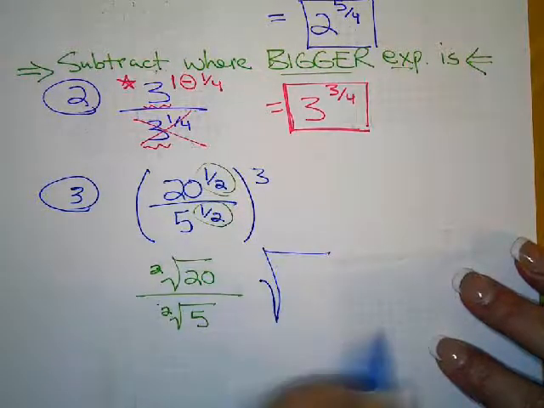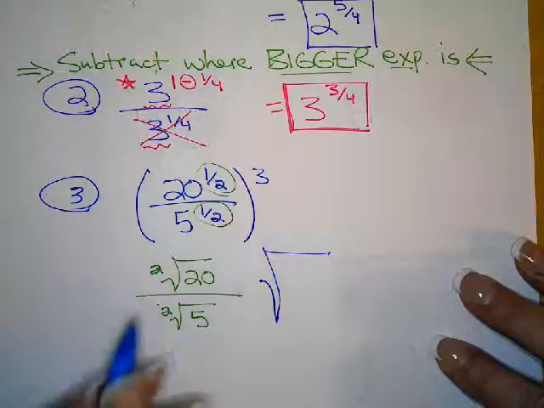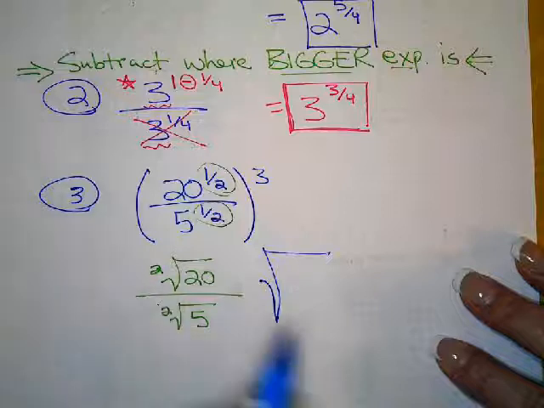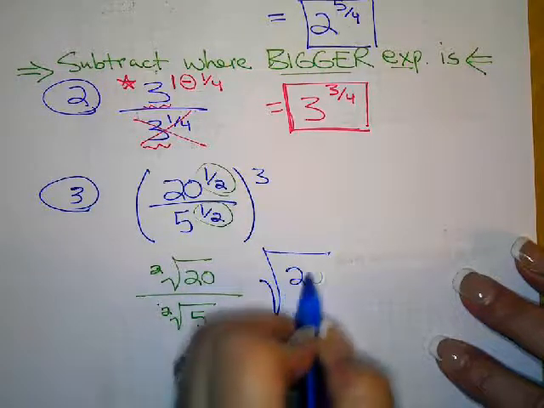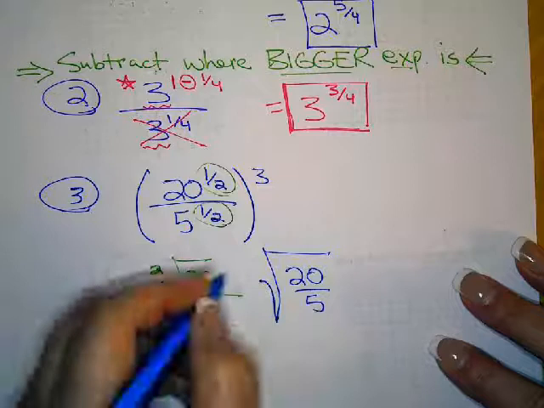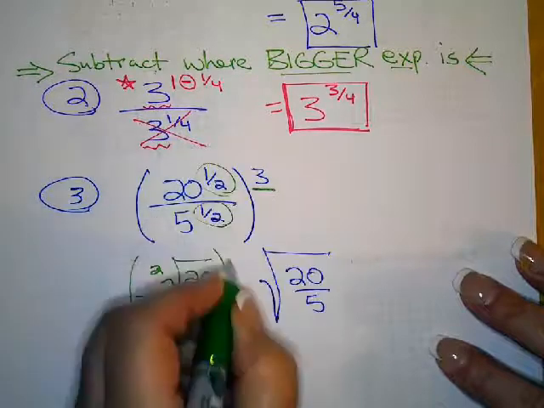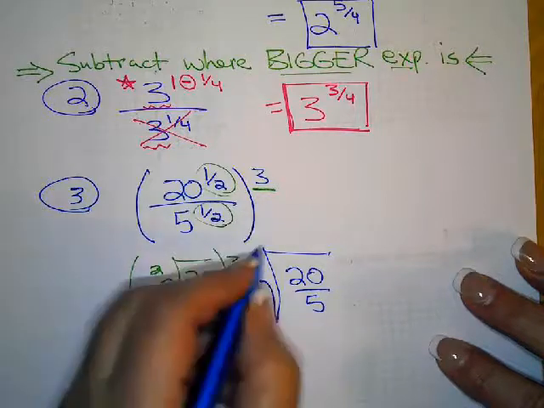I don't really need the 2. If you have to have the 2 there to help you visualize I need 2 of the same factor, then do it. But you don't have to write the 2, but it's 20 divided by 5. I still have, and I didn't write it, I'm sorry, we should. We still have the cubed outside. Don't forget that because that is part of our problem.